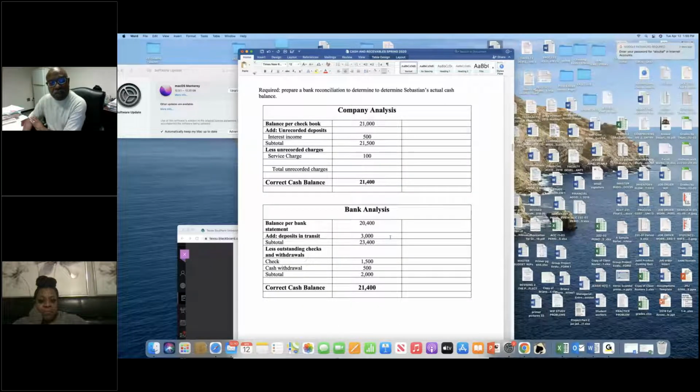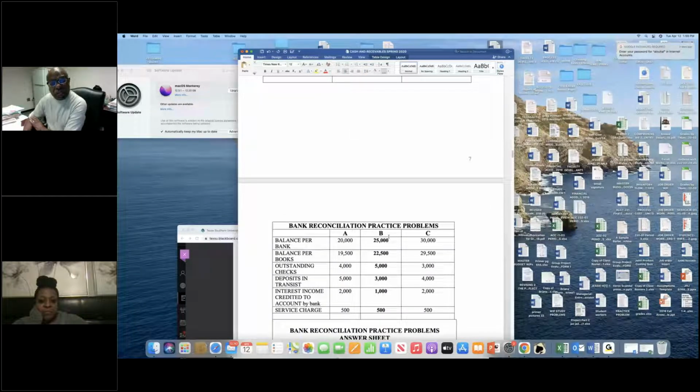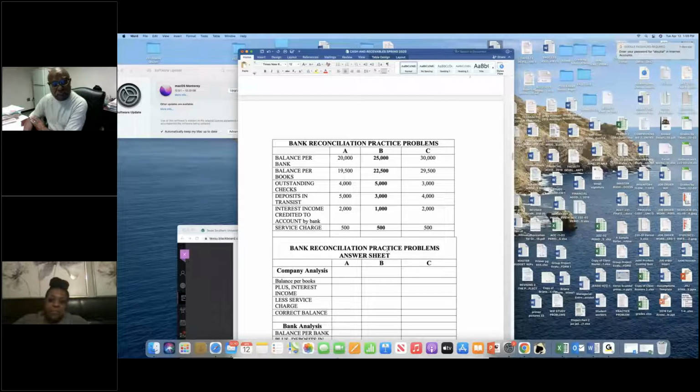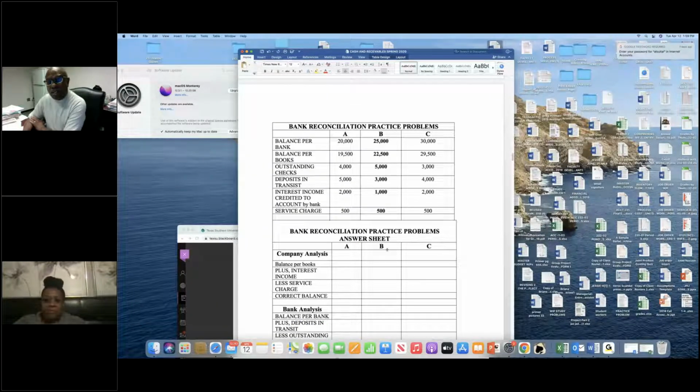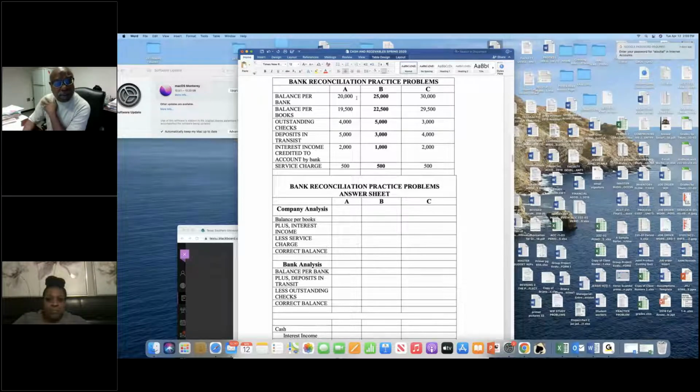All right, I got a practice problem for you all. We're going to do the A1 together. I'm going to let y'all get the correct balance based on this information for the A1. Then the B and C one will be homework. So for the A, you got the balance per bank, you got the balance per books, you got the outstanding checks and deposits in transit, you got the interest income and the service charges. What is the correct balance? Go through the company analysis and get the correct balance.